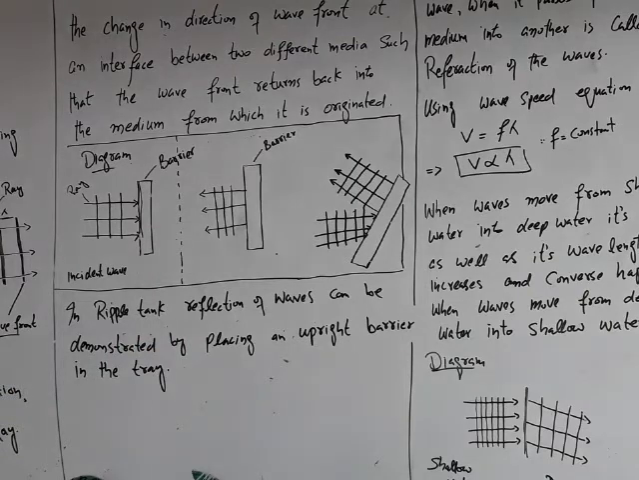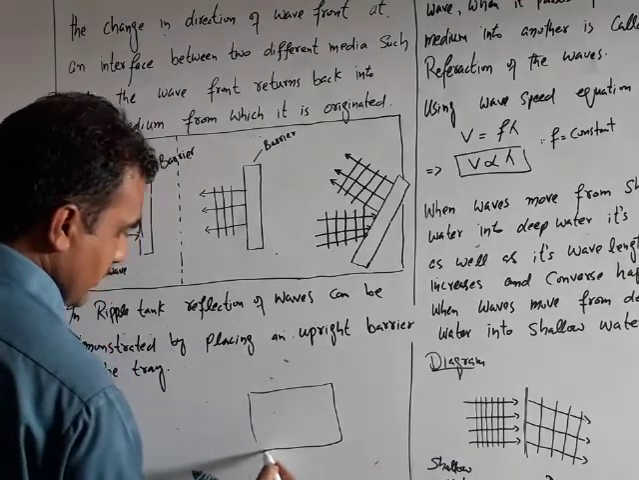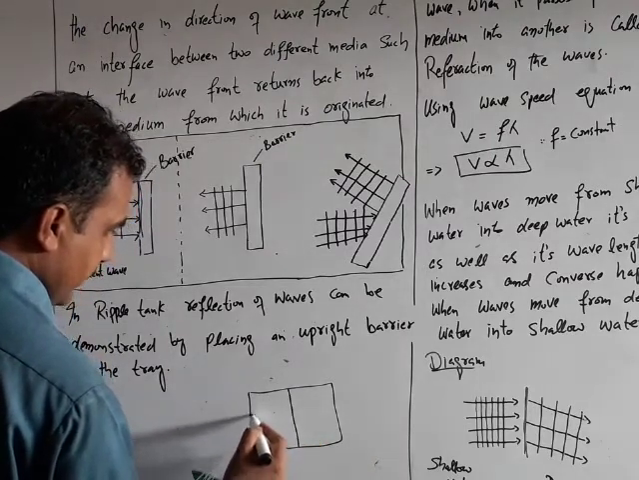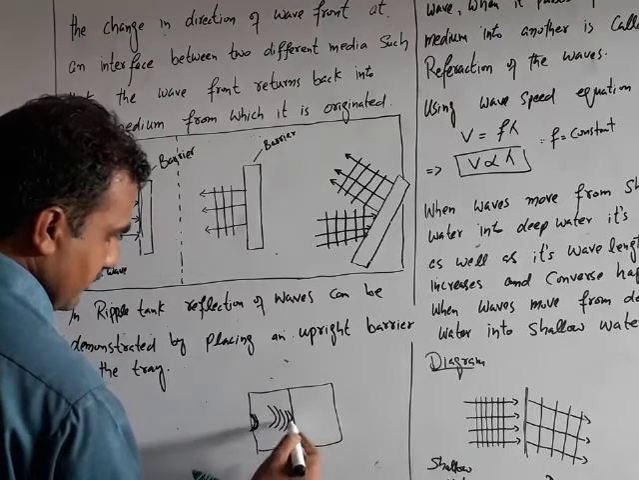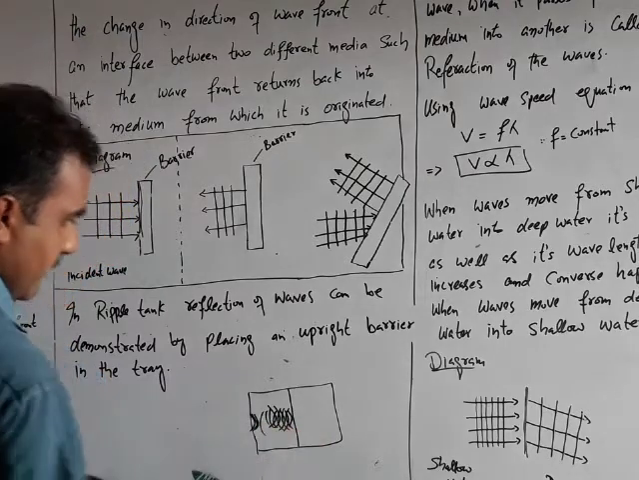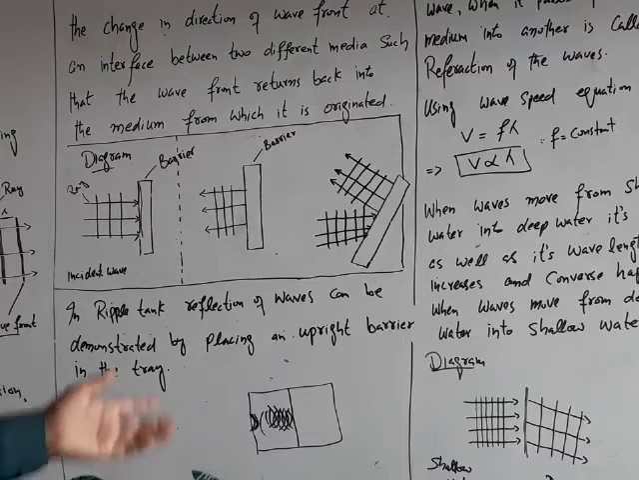How will we produce reflection of waves in the ripple tank? For that purpose we will place an upright obstacle in the tray of the ripple tank at a certain distance. Then when the vibrator makes waves and these waves come in contact with this barrier, after striking the barrier they will bounce back like this, and this demonstrates reflection of waves in the ripple tank.